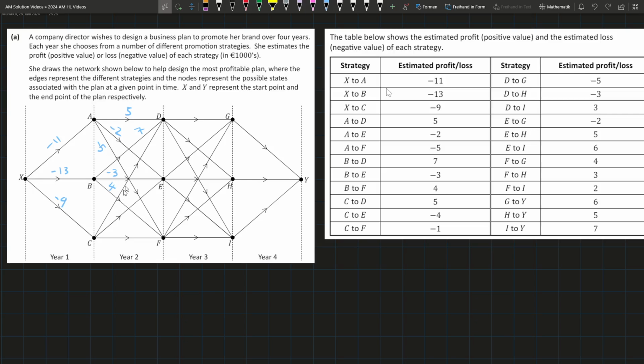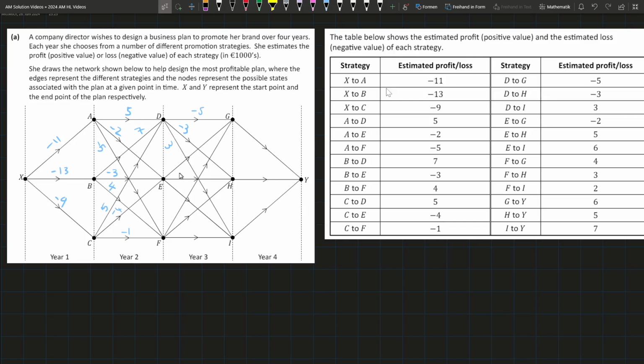C to D is 5. So C up to D there, that's 5. C to E is -4. And then C to F is -1. Now I have to do it all again. D to G is -5. D to H is -3. And then D to I is just 3.